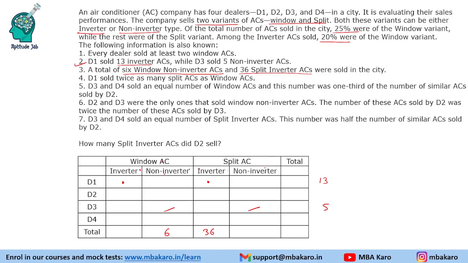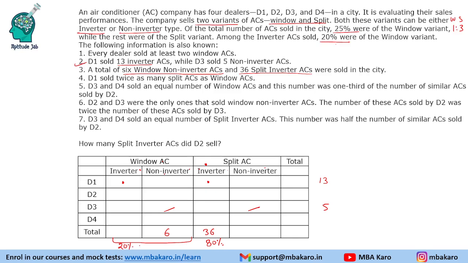Okay. Now one thing is given to us is that out of the total number of ACs sold in the city, 25% were window variant. Okay. So window is 25%, while the rest were split ACs. So this is 1:3 window and split. And among the inverter ACs sold, 20% were of window variant. So inverter 20% is window variant. That means 80% is split AC. Now this is 80%. The remaining is 20%.